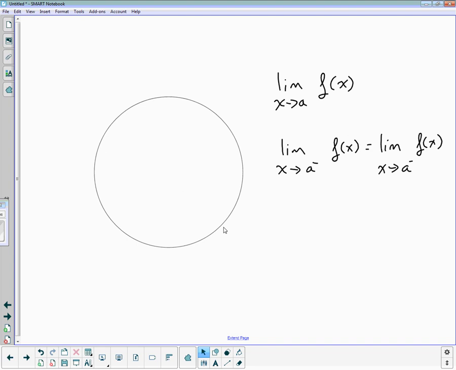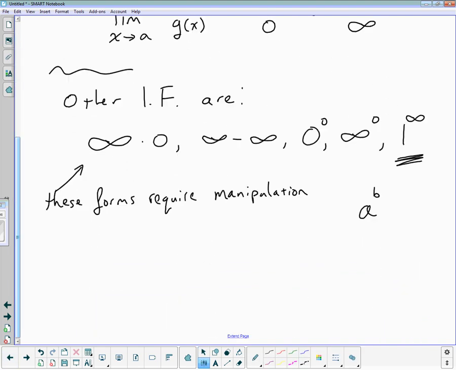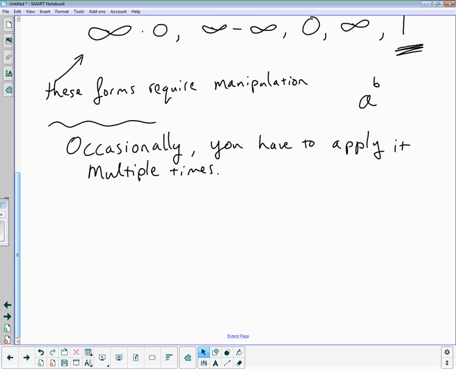All right. One thing I will say about L'Hopital's rule is that occasionally you have to use it more than once. Okay, so these are not indeterminate forms, but kind of look like them.